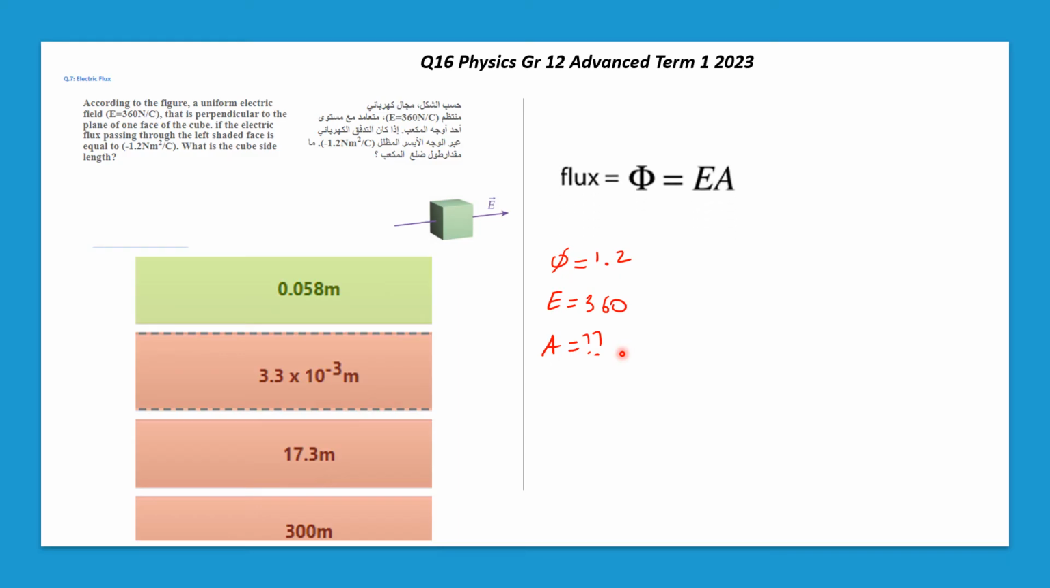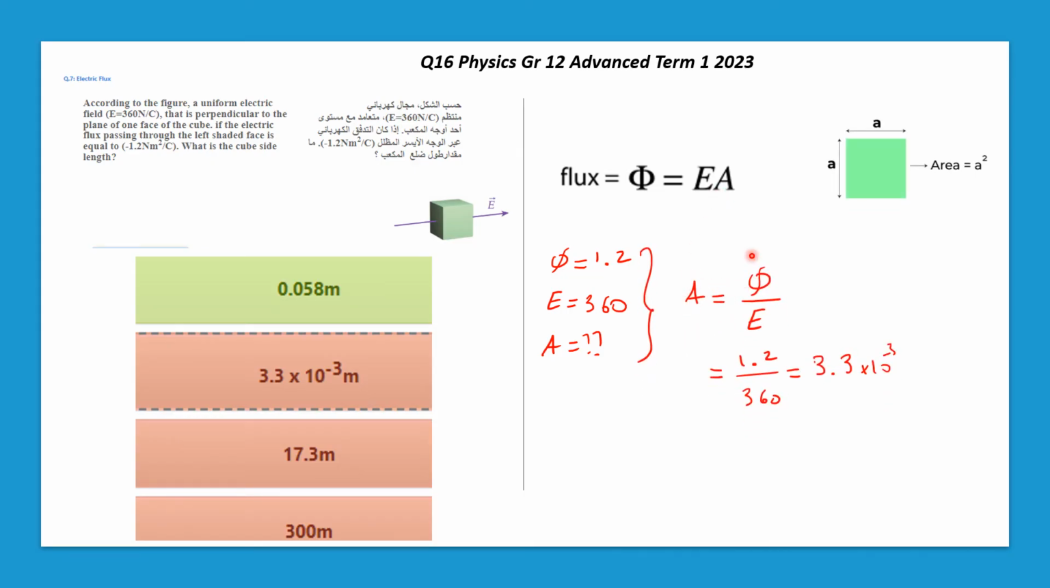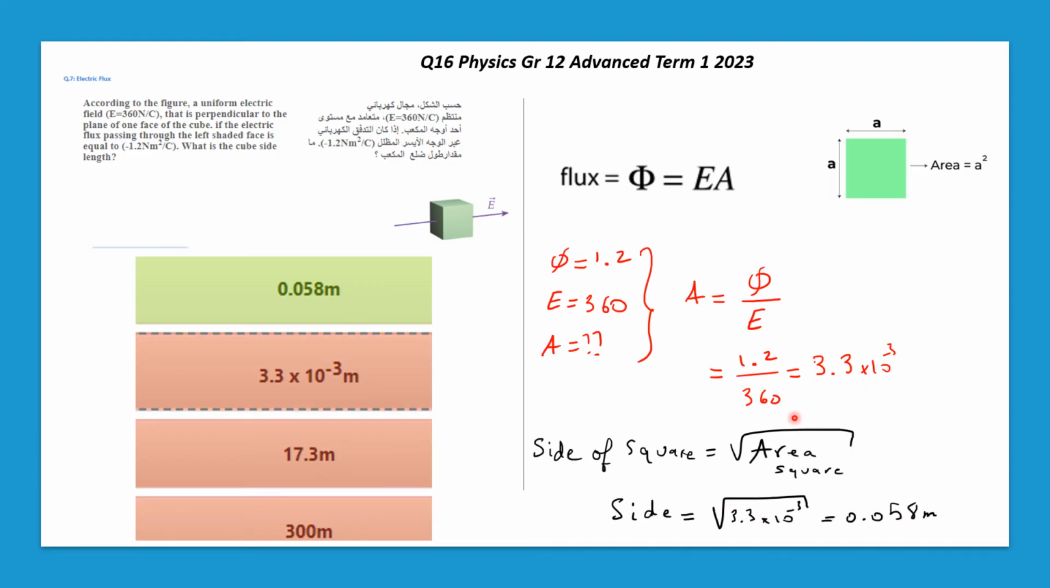So we need to refer to this equation. The flux equals the electric field multiplied by the area. So we arrange the equation: the area is equal to the flux over E. So it's 1.2 over 360, and the area is equal to 3.3 by 10 to the power of minus 3 meters square. To calculate the side, it's simple, because the side of the square is equal to the square root of the area, because side multiplied by side gives us the area. So side equals the square root of the area, and the answer is 0.058 meter.